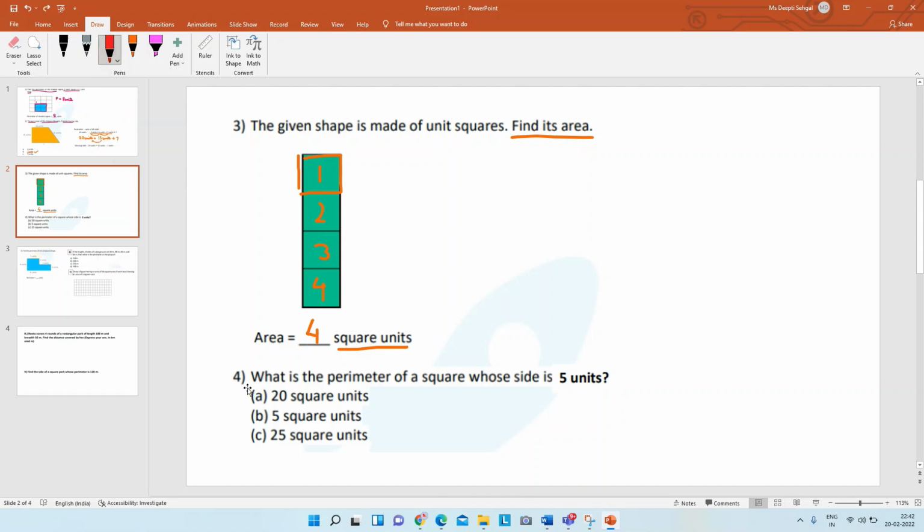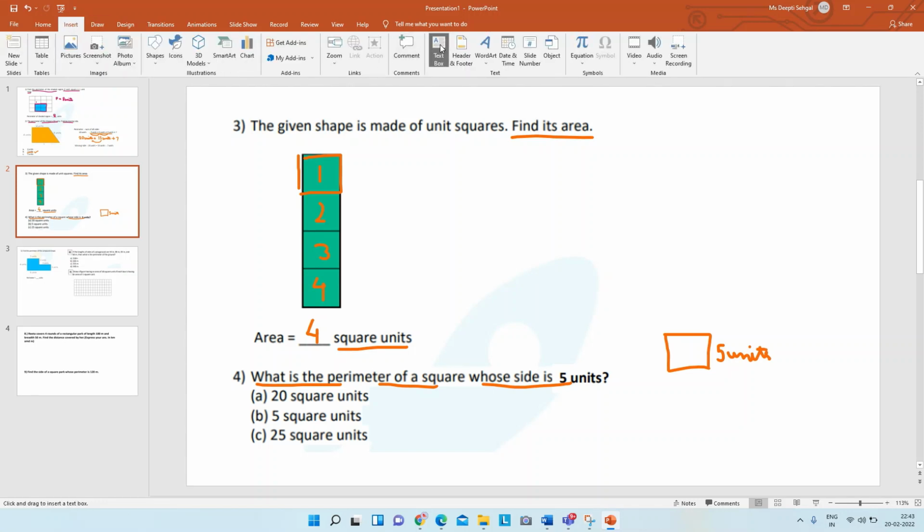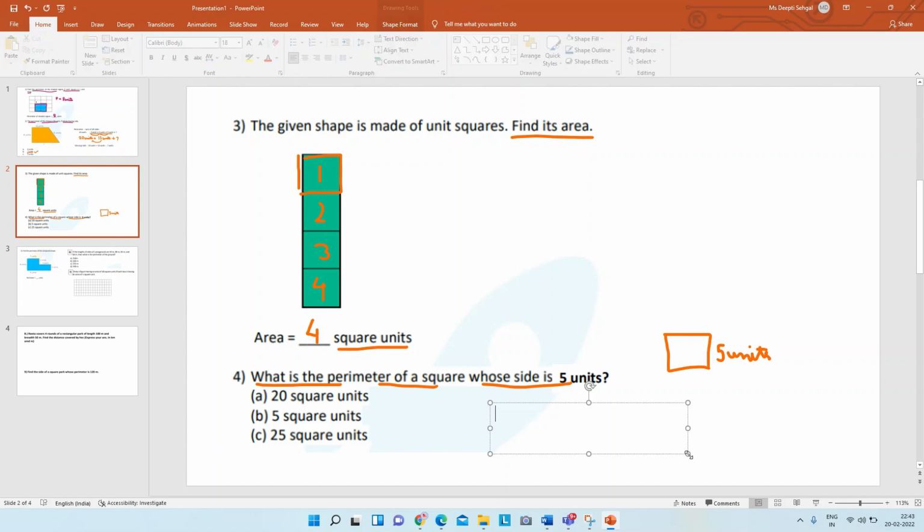The next question says what is the perimeter of a square? We have to find the perimeter of a square whose side is 5 units. If this is a square, one side is 5 units. Now perimeter is sum of all sides. So side plus side plus side plus side. That means how many sides? 4 sides equal. And you remember the formula of a square perimeter is 4 multiplied by side.